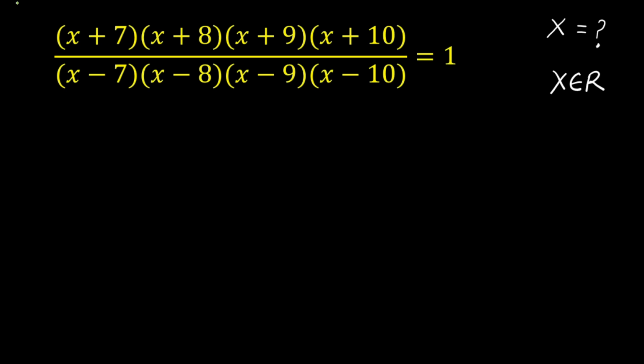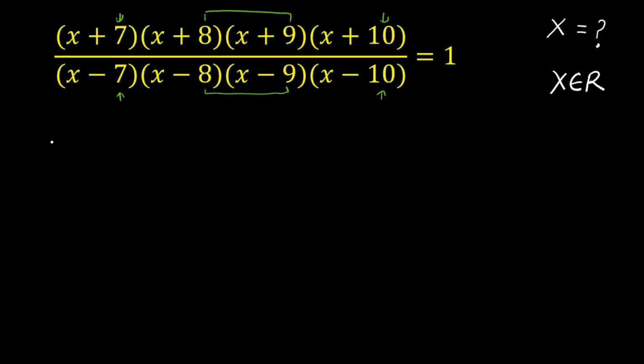Look carefully at the left hand side. This 7 and this 10, if we add, we get 17, and this 8 and this 9, if we add, we get 17. Similarly, this minus 7 and this minus 10 make minus 17, and minus 8 and minus 9 make minus 17. So first we will rearrange these terms and then find the product on the left hand side.